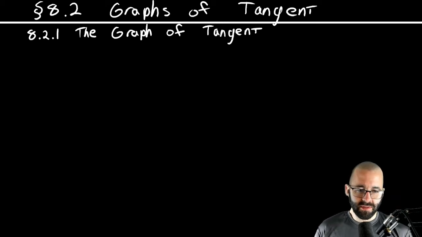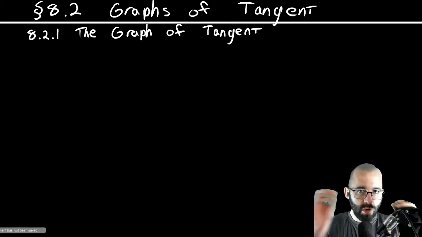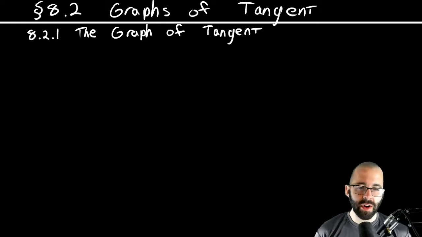All right, so this section, we're going to do a little short version of the section. The section talks about graphing tangent, cotangent, cosecant, and secant. We're only going to talk about the graph of tangent.